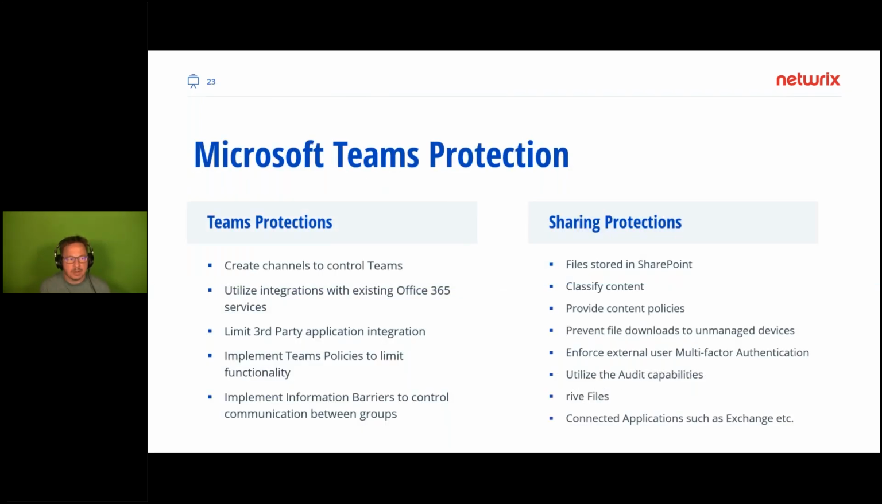Now outside of that, there are some specific protections, things that you can do to protect yourself. The first one is creating channels to control Teams. Instead of having these big buckets of all the information, create channels to isolate content out, and utilize private channels too, so that it can be segmented out. Utilize integrations with existing Office 365 services. I'm talking about the security capabilities that are enabled. For example, if you wanted to block certain types of content, you can utilize general protections within Microsoft 365. Limit any of the third-party application integration.